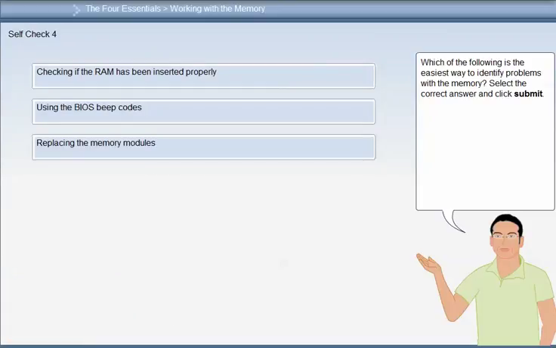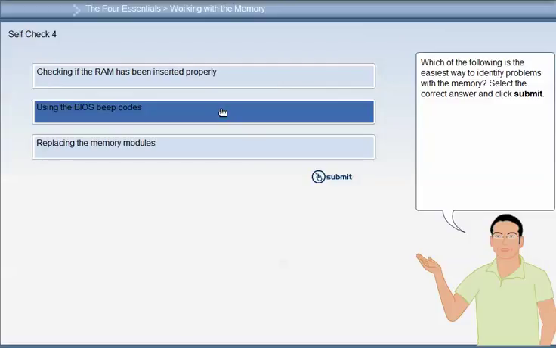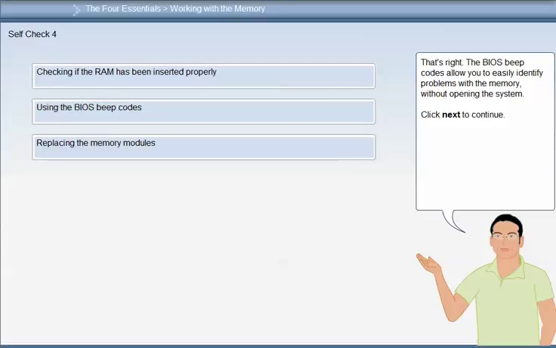Which of the following is the easiest way to identify problems with the memory? Select the correct answer and click Submit. That's right. The BIOS beep codes allow you to easily identify problems with the memory without opening the system.